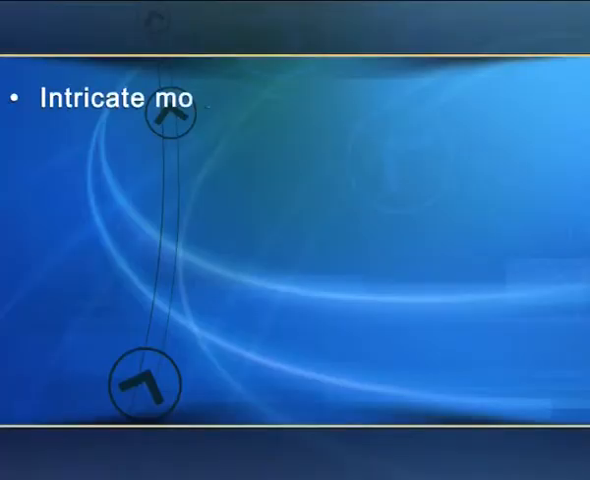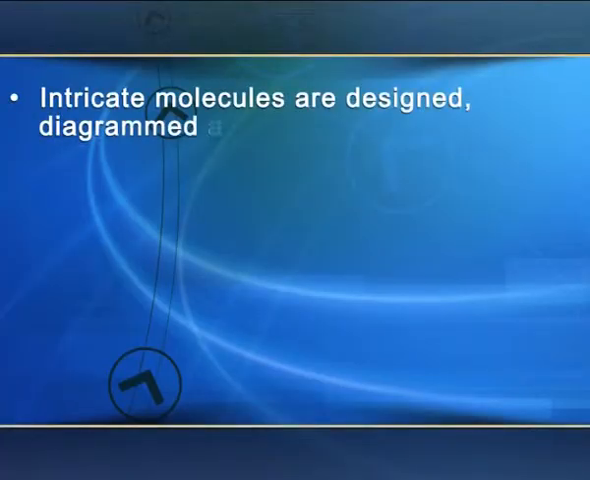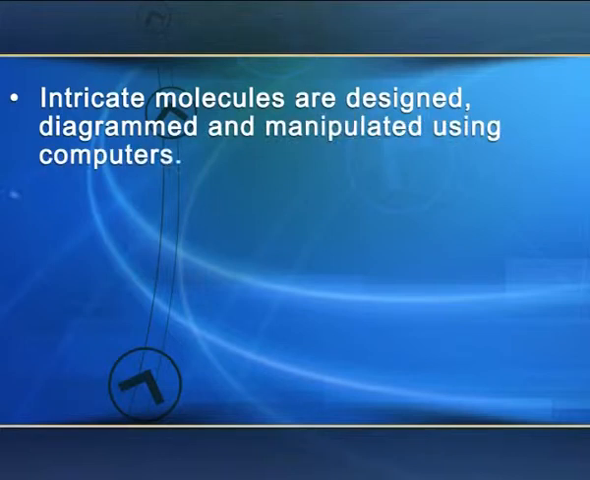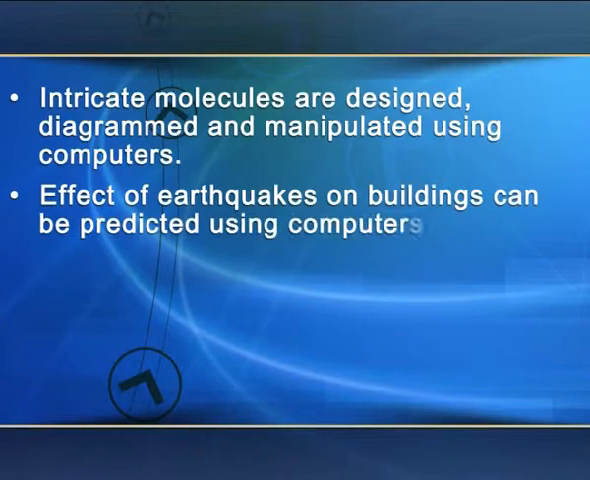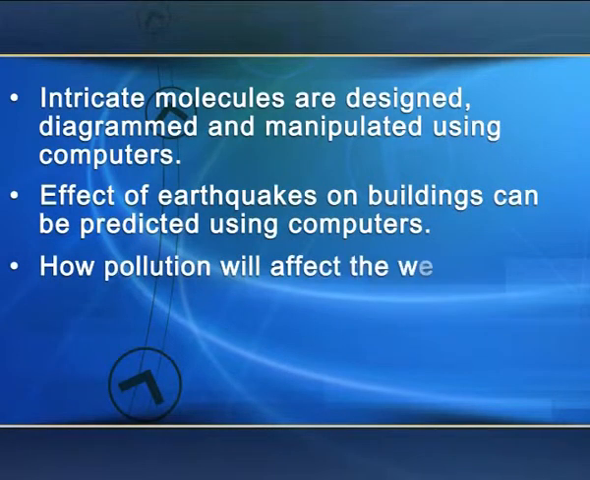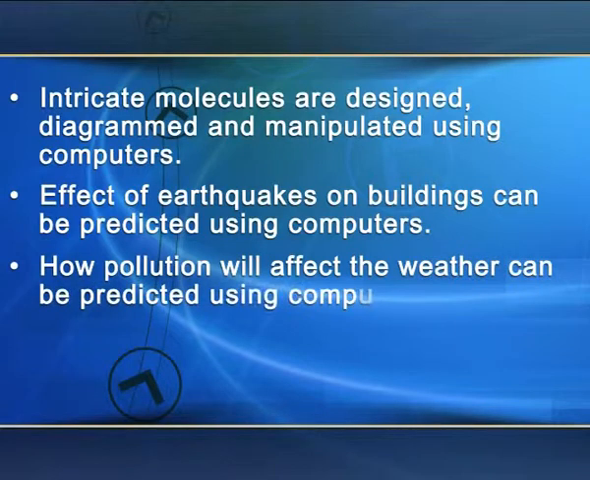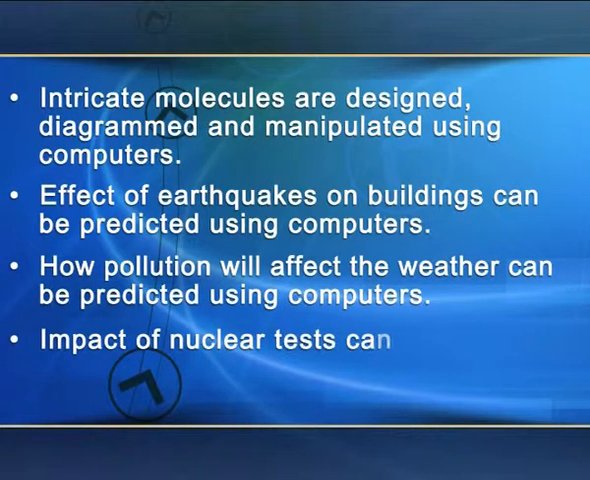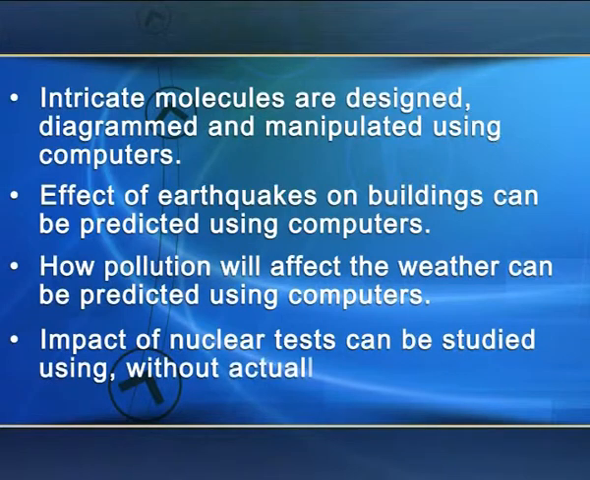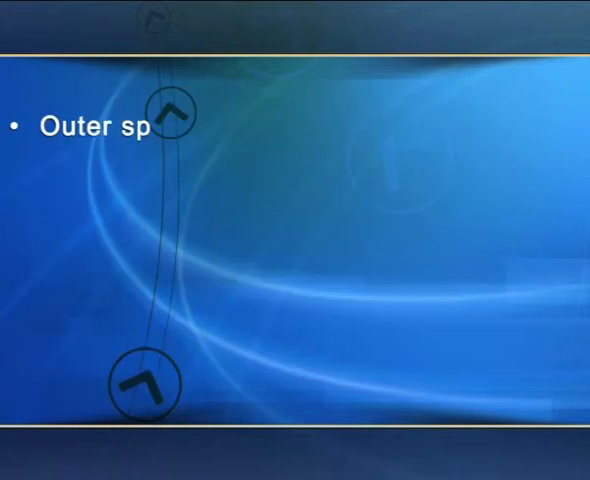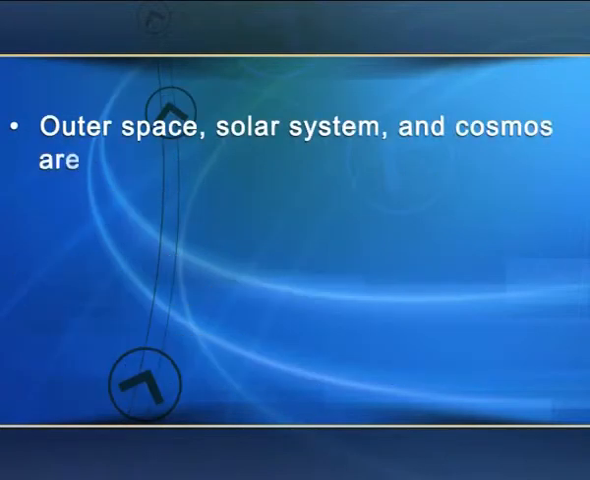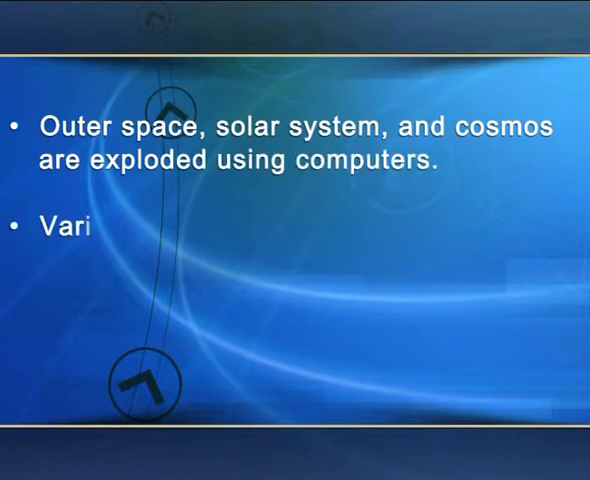Some of the applications of computers in science, research and engineering are: intricate molecules are designed, diagrammed and manipulated using computers. Effect of earthquakes on buildings can be predicted using computers. How pollution will affect the weather can be predicted using computers. The impact of nuclear tests can be studied without actually carrying out the nuclear tests. Outer space, solar system and cosmos are explored using computers.